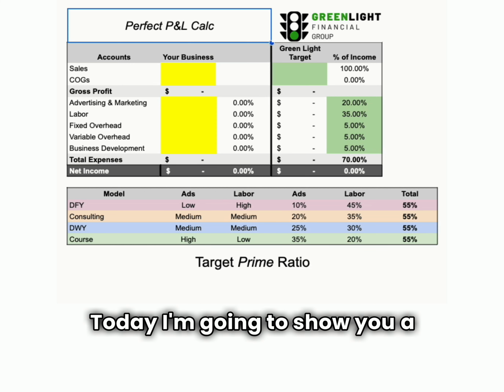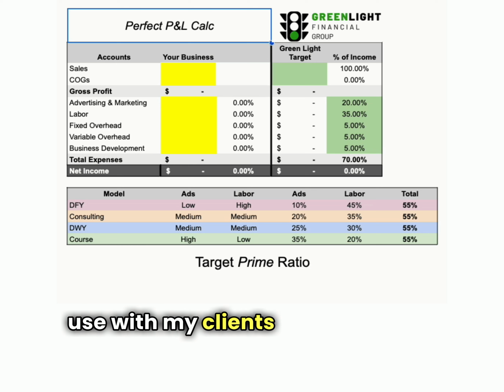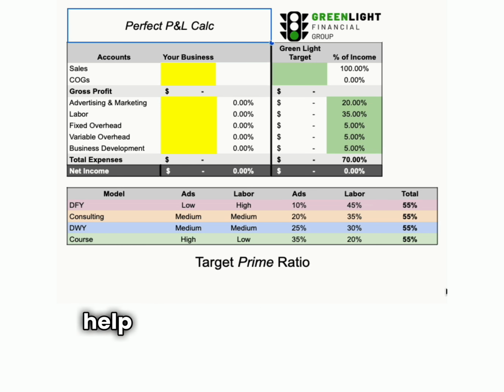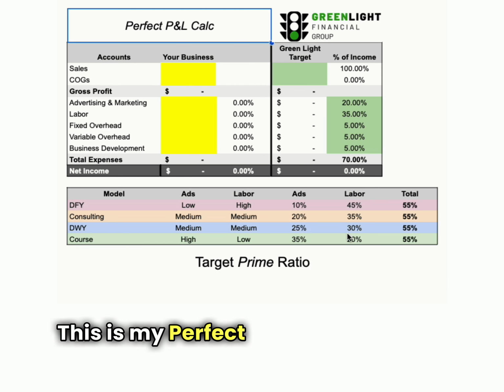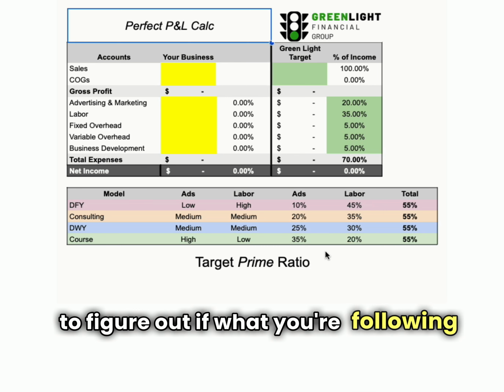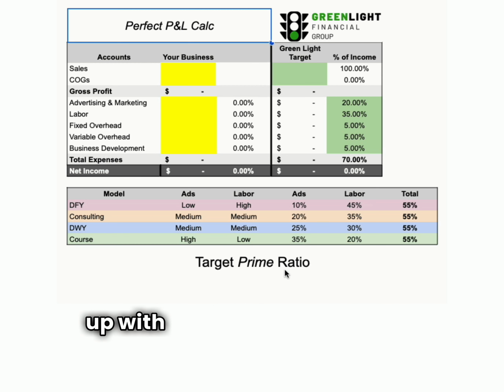Today I'm going to show you a calculator that I use with my clients when they join with us to help them determine how well they're doing within their business. This is my perfect P&L calculator. It's very easy to use, and we're going to figure out if what you're following matches up with our prime ratio and our targets.